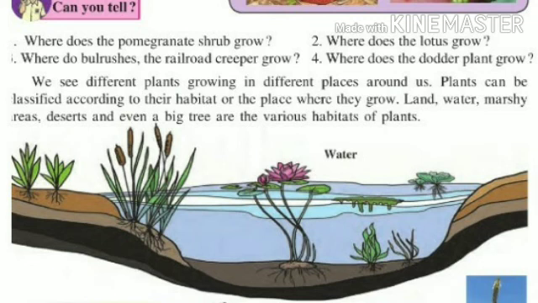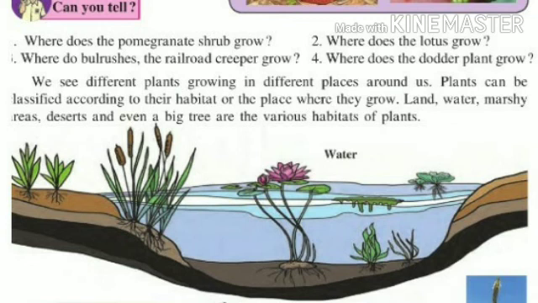The shrub of pomegranate grows till the height of 6 to 10 meters in orchards or farms. The pomegranate is cultivated in orchards in western Maharashtra. Next question, where does the lotus grow?